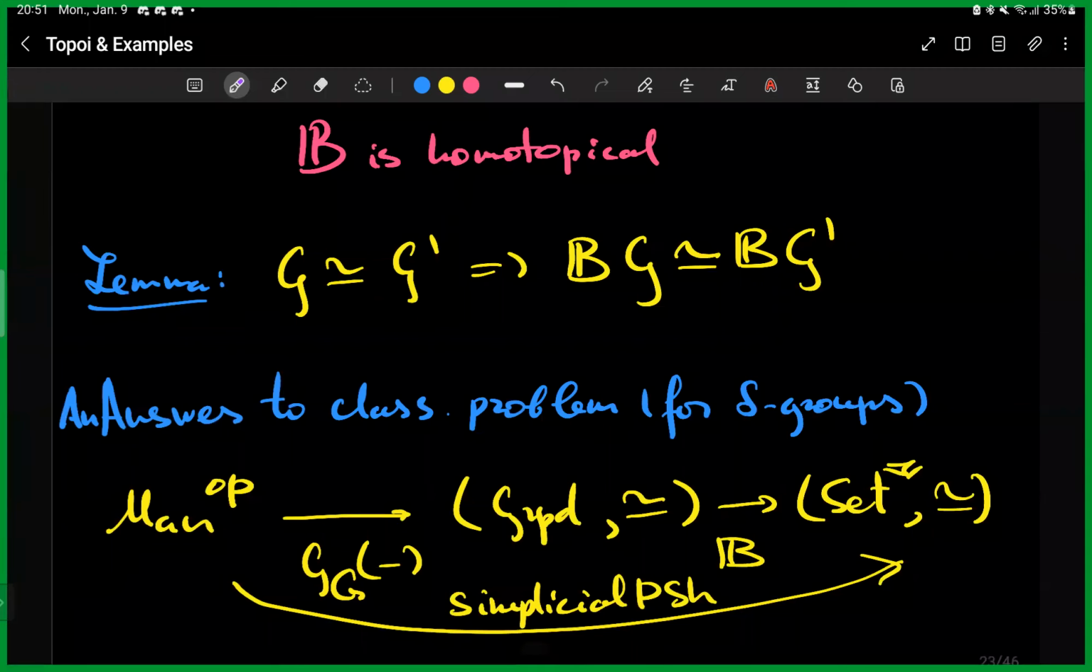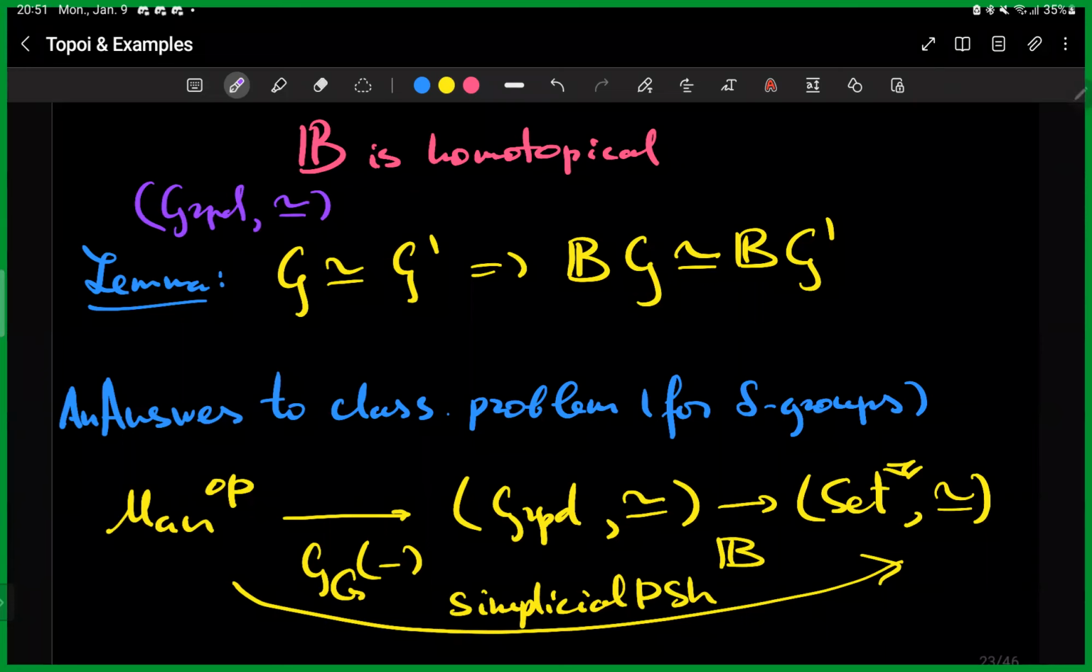And this functor over classifying space has some nice properties. So first of all, it's homotopical. If we view the category of groupoids as a homotopical category, meaning that we have weak equivalences given by equivalences of groupoids, then, if we have an equivalence between groupoids, it passes on to an equivalence between the corresponding simplicial sets.